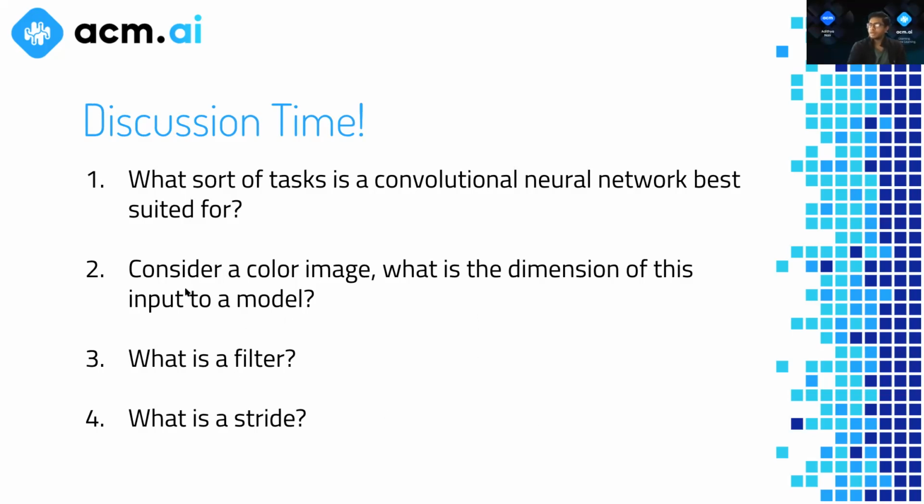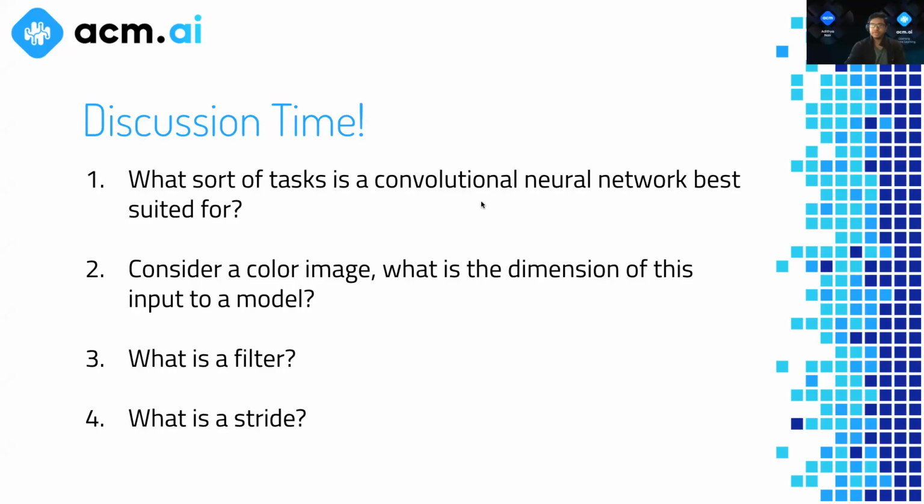Yeah, a color image. What is the dimension of this input to a model? As we discussed, the spatial dimensions are going to be essentially the resolution of the image, the height and the width, the number of pixels, and then usually the depth of our input is going to be 3 to represent the 3 different color channels we use for an image.